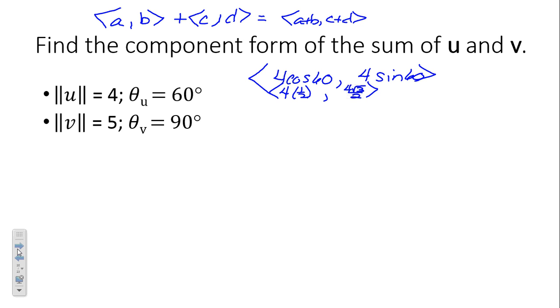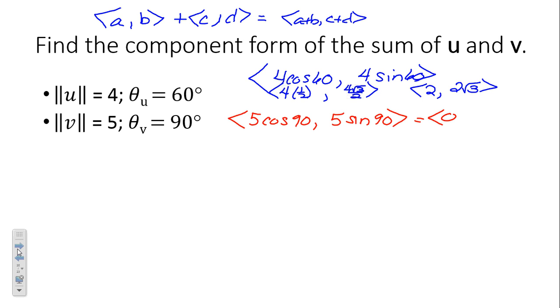So 4 times 1/2 is 2. 4 times the square root of 3 over 2 reduces to 2 square roots of 3. Okay, let's find the component form of a vector with magnitude 5 and direction angle 90. 5 times the cosine of 90, 5 times the sine of 90. What's the cosine of 90? 0. 5 times 0 is 0. 5 times the sine of 90. What's the sine of 90? 5 times 1 is 5. So when we want to add these up, we add the horizontal movement and we add the vertical movement. And we're done.